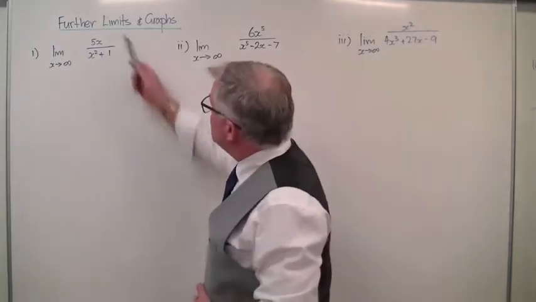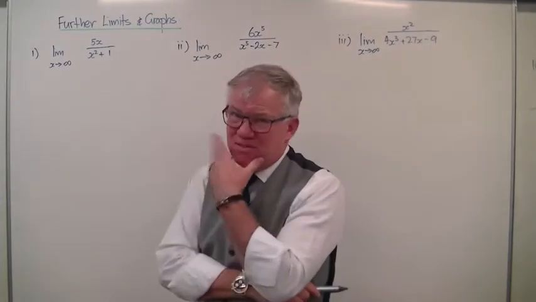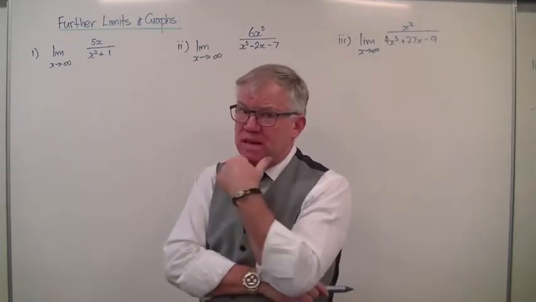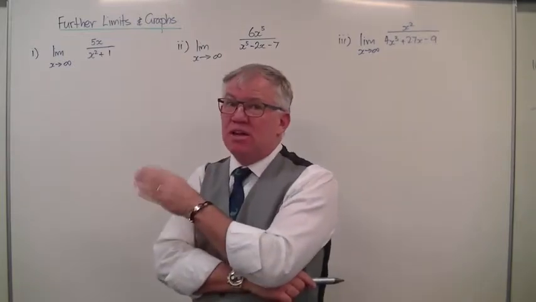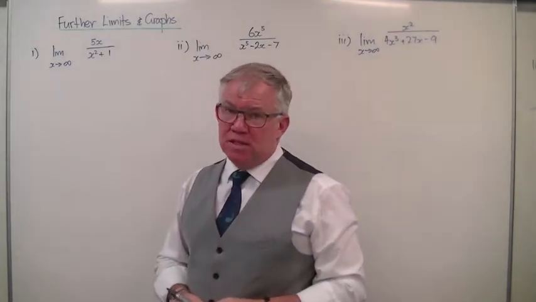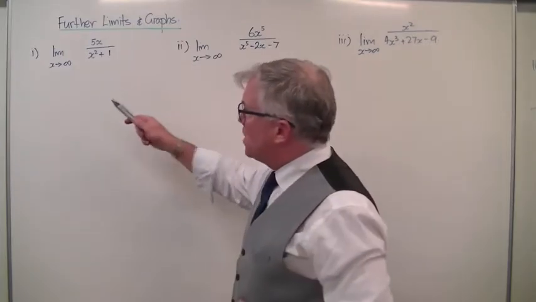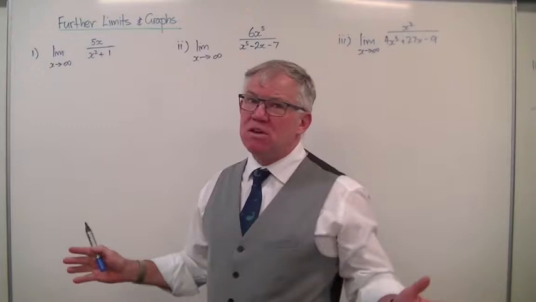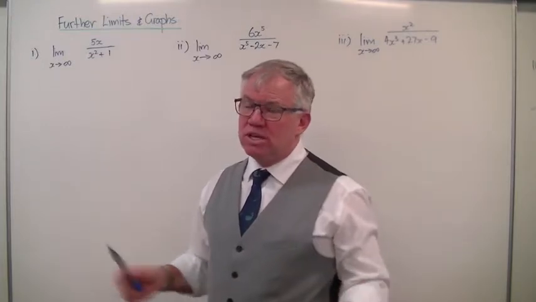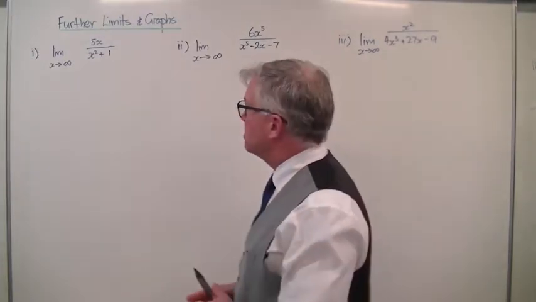Okay, so for this one, we've got further limits and graphs. Now the limits that we looked at previously were limits of x approaching a non-allowable value for x. In these limits, we actually want to find out what happens to the expression as x gets very, very large. What is going to take place with the expression?